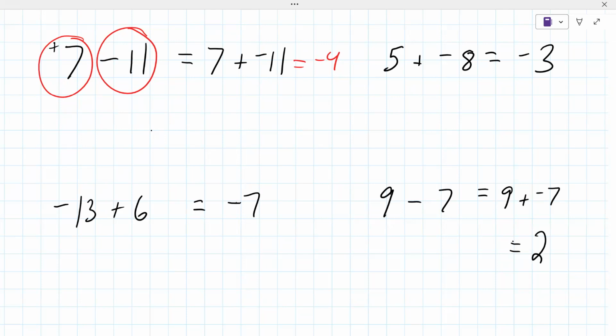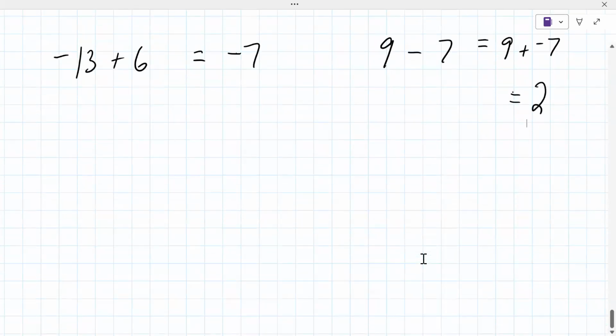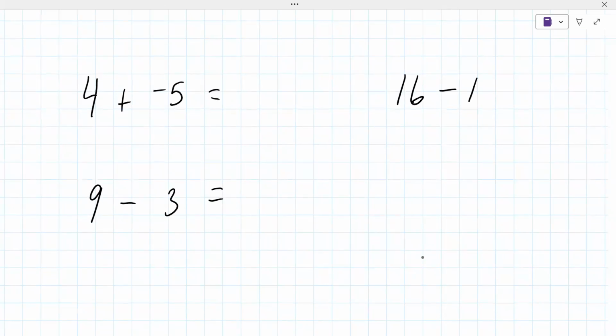Okay. Now, let me give you more. You have to do them all correct the first time. That's kind of the gate here. So let's try this again. 4 plus -5. 9 minus 3. 16 minus 18. 12 plus -30. Almost done.